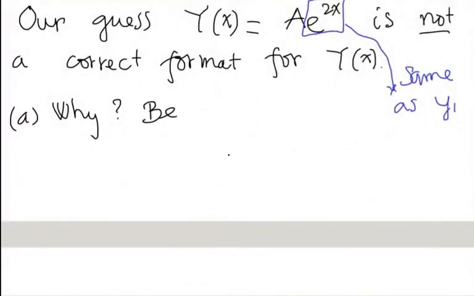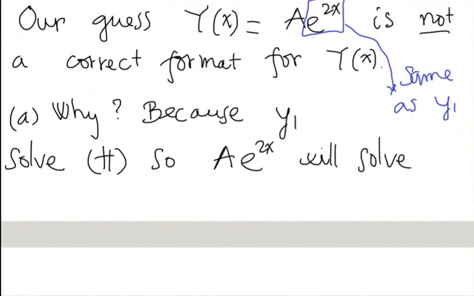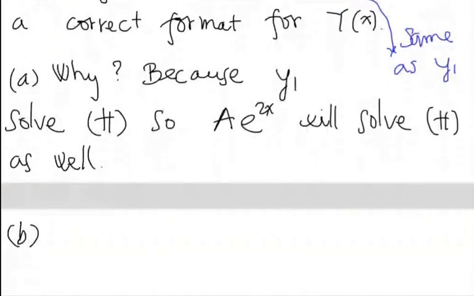Because y1 solves the homogeneous equation, anything like this, A e to 2x, will solve the homogeneous equation as well. And it cannot solve the non-homogeneous equation. So how do we modify this for it to work?